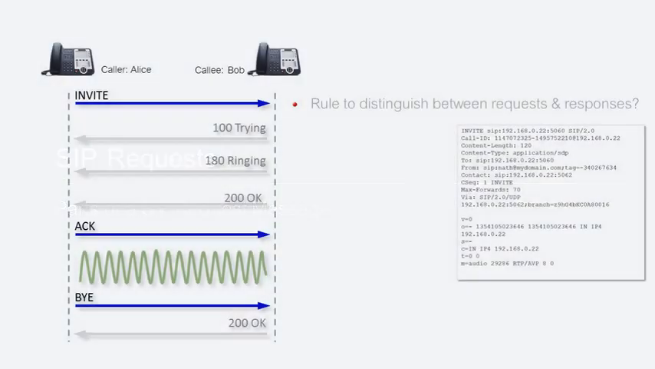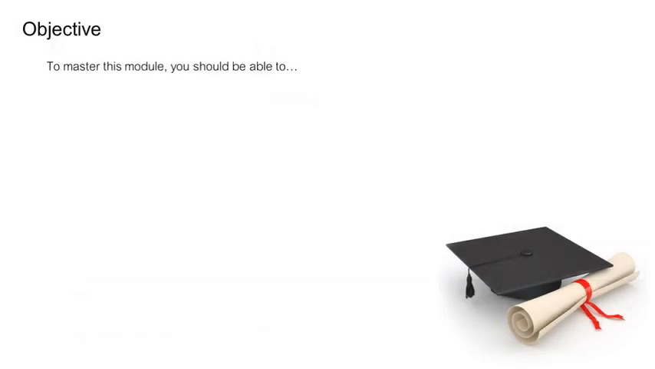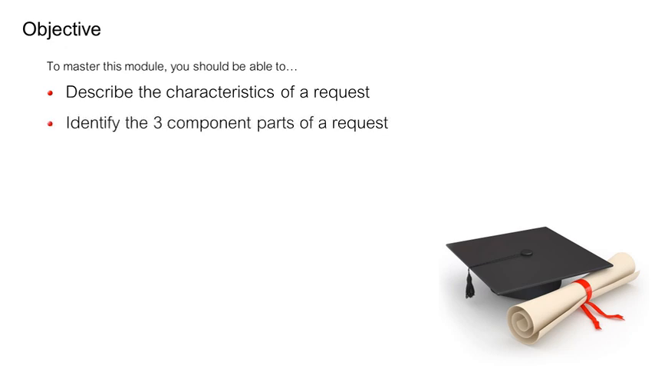Okay, SIP requests. We saw in the last module that requests begin with a method type and a request URI. Let's now look at SIP requests in more detail. After mastering this module, you'll be able to describe the characteristics of a request, what they do and why we have them, and you'll be able to identify the three component parts of a SIP request.